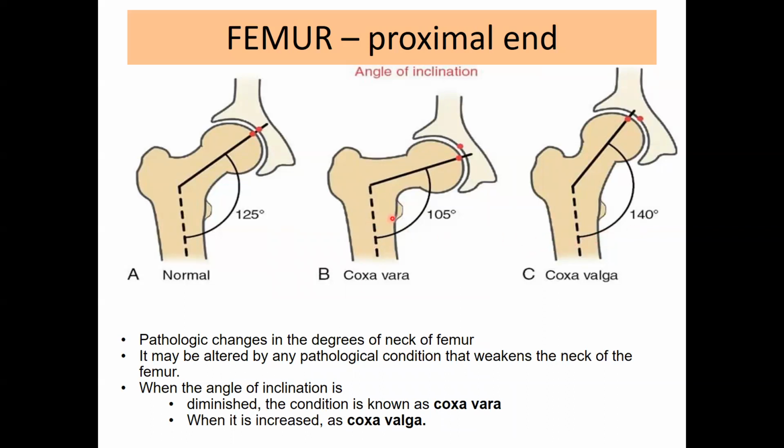Vara reduces, valga increases. Vara is lesser and valga is more. So vara is small and valga is large. This can be due to many conditions. One of them, coxa valga, happens in cerebral palsy babies, and coxa vara can be due to any pathological condition.